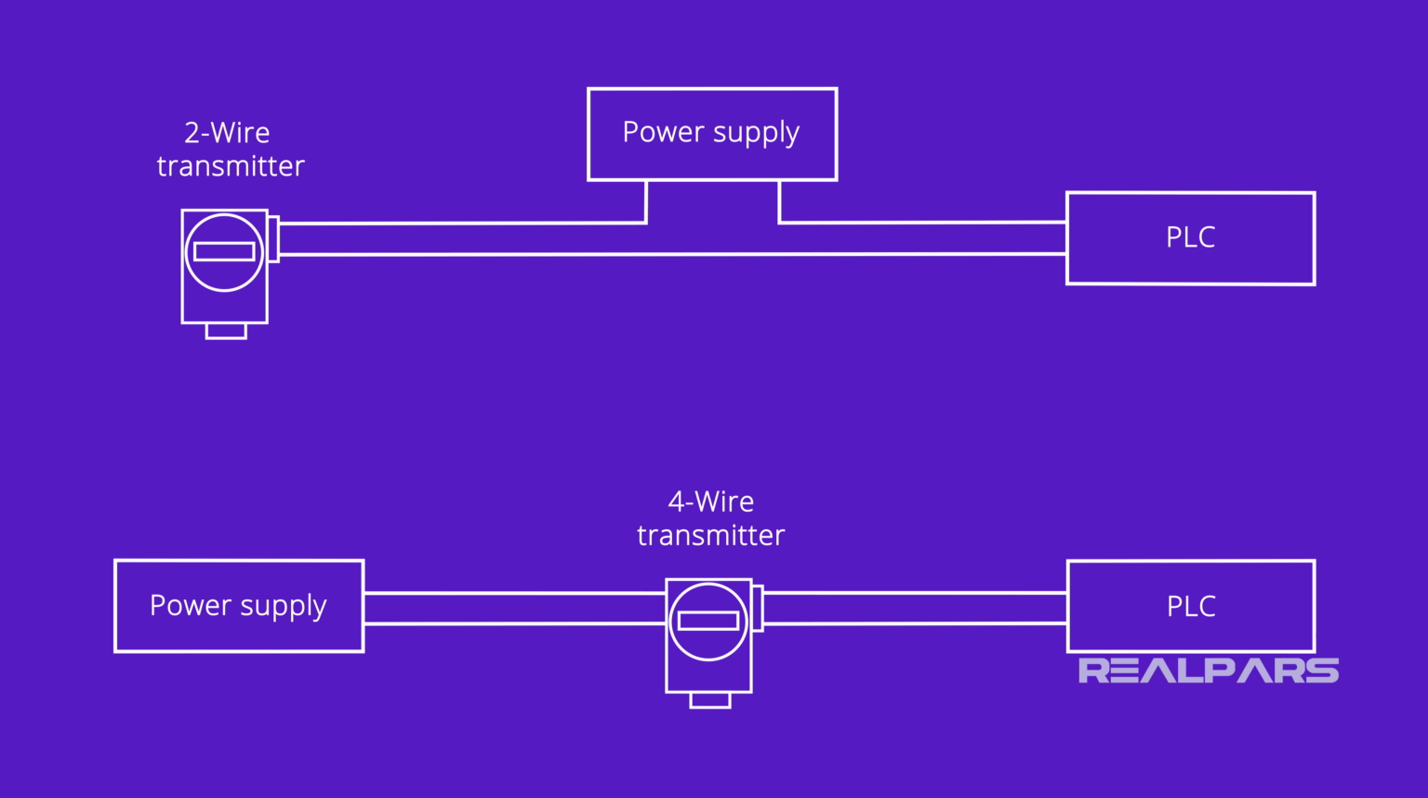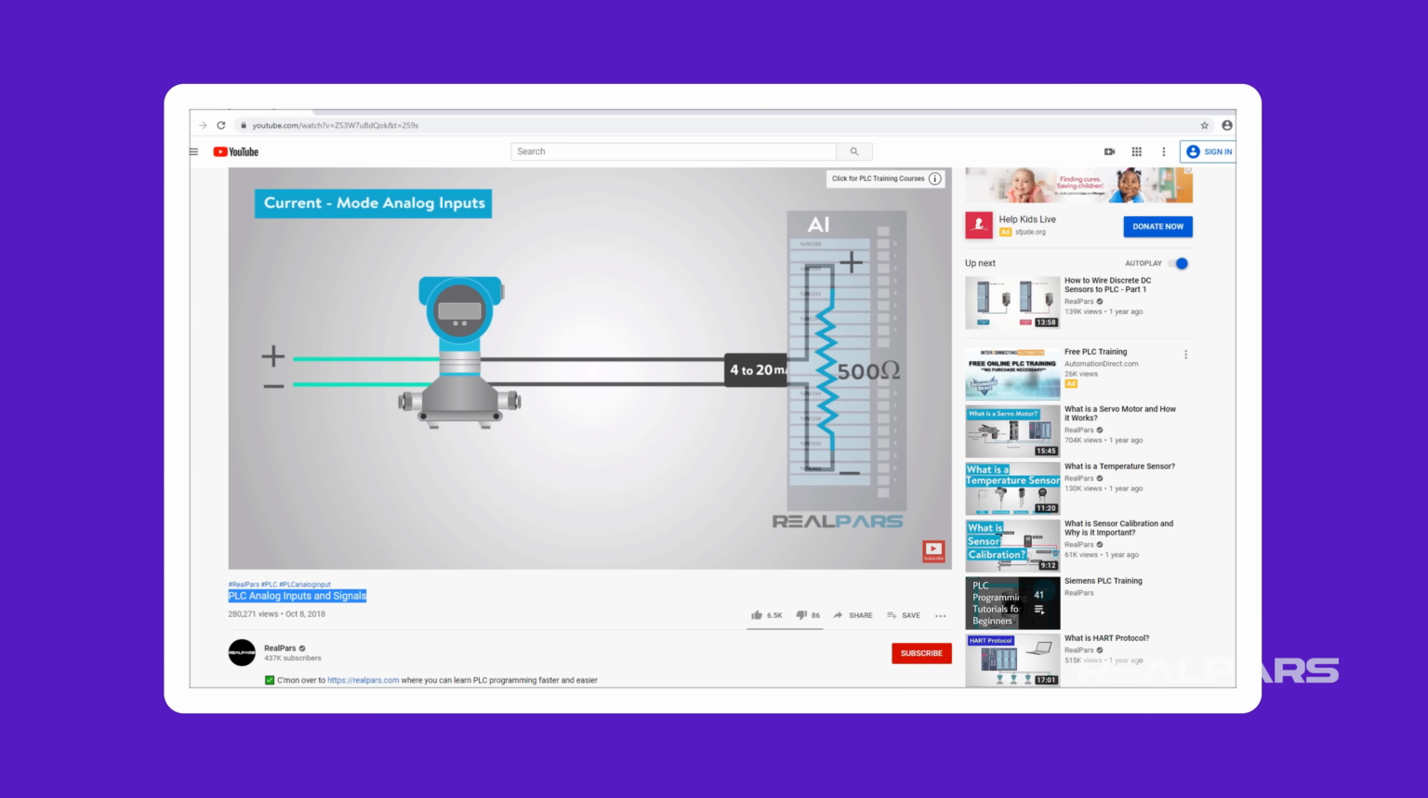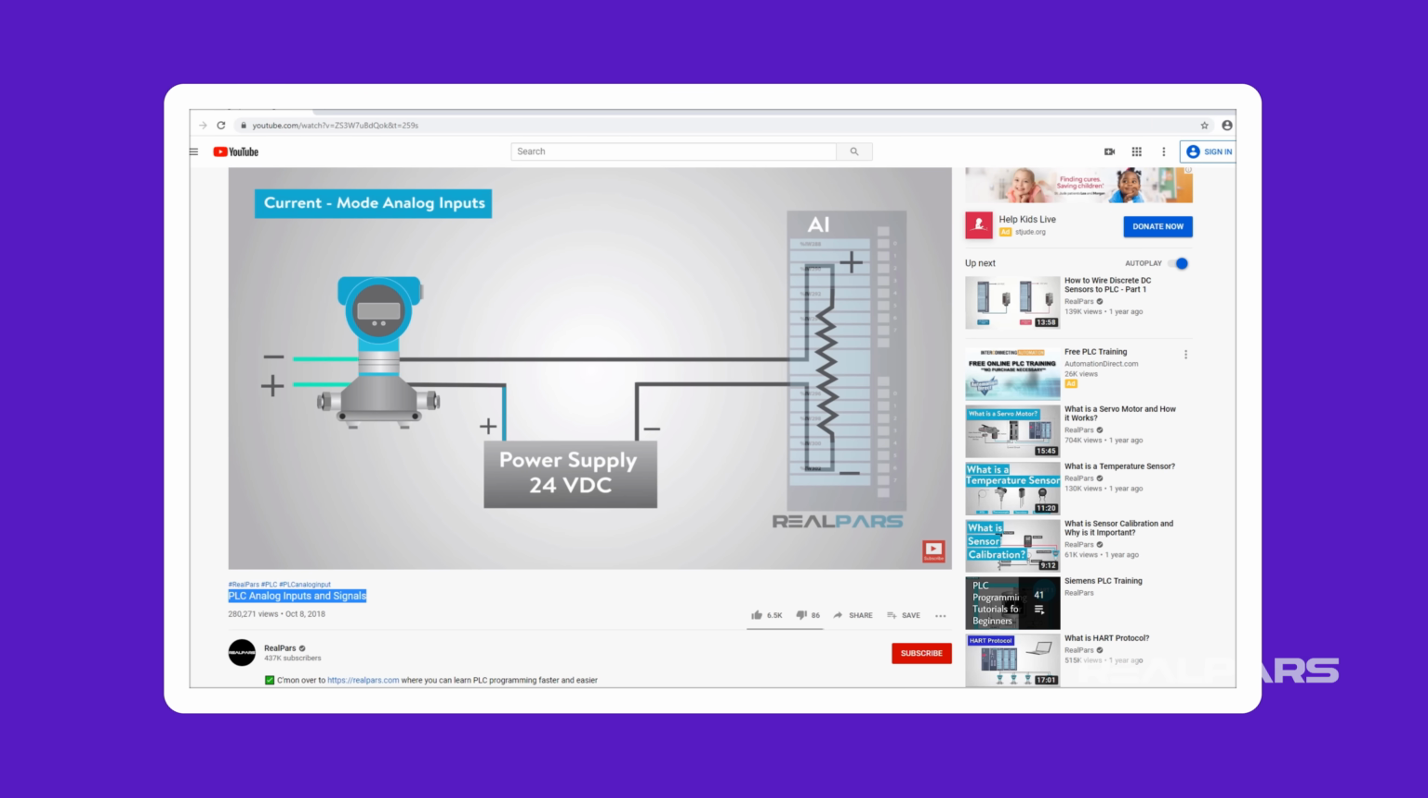In this video, we're going to take a close look at 2-wire and 4-wire transmitters and discuss where they are used and why. We're also going to explore wiring configurations and how transmitters are connected to a PLC. Before we get started, you might want to review our video called PLC Analog Inputs and Signals. You can find the link to this video in the description.